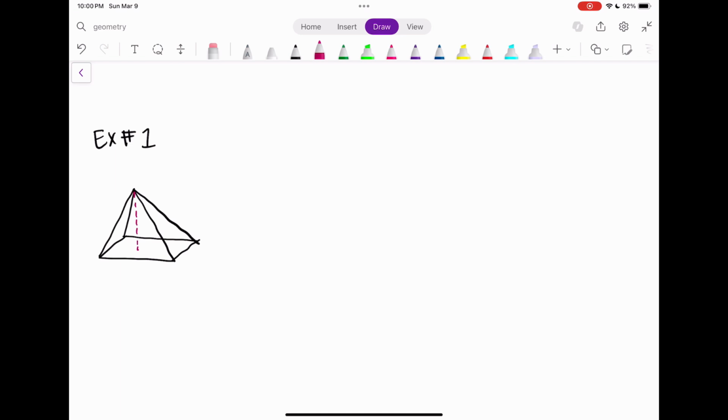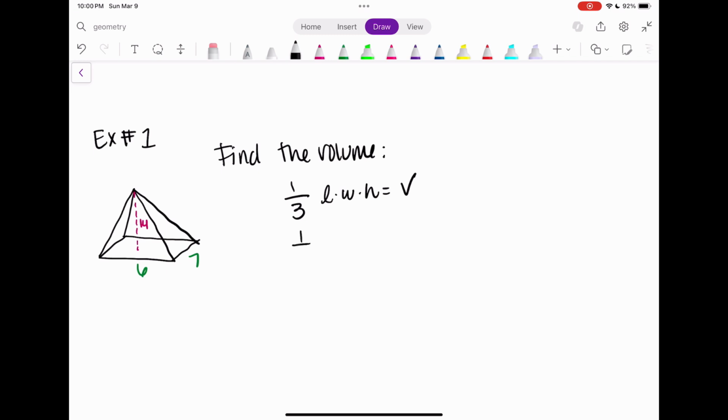I'm going to have the height be 14. I'm going to have the length and the width be 6 and 7. I'm going to find the volume of the following solid. So I'm going to write down the formula, which is 1/3 times length times width times height is equal to volume. I have 1/3. My length is going to be 6. My width is 7. And my height is 14. This is equal to volume.